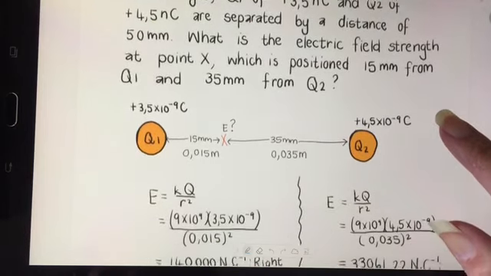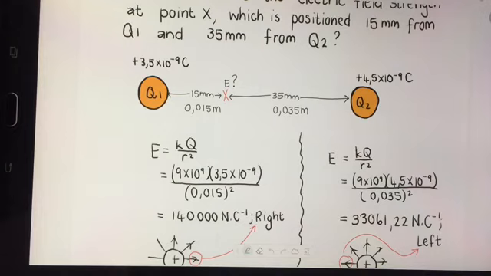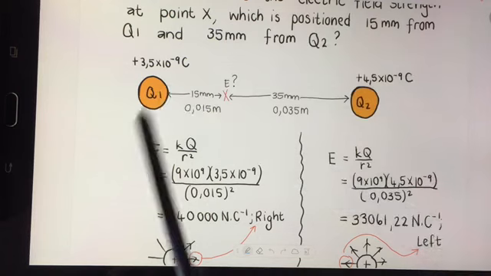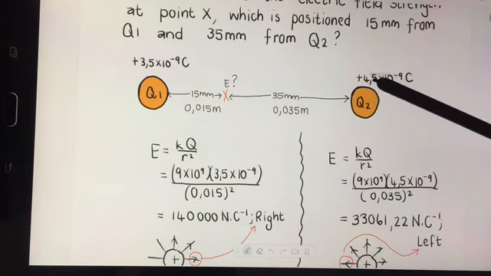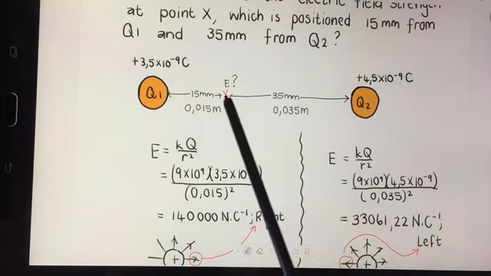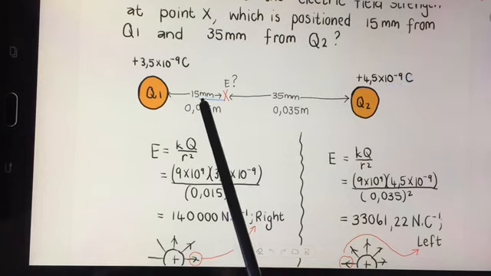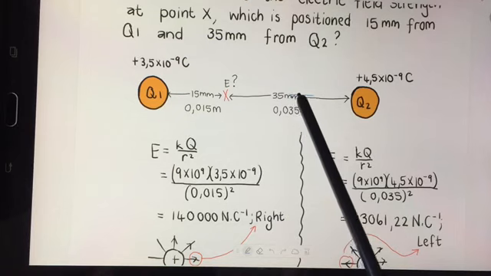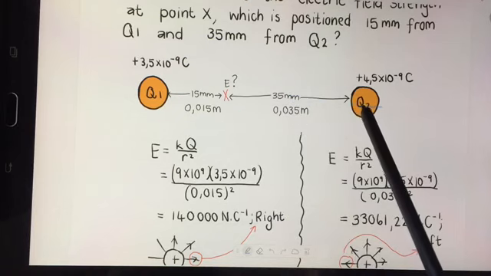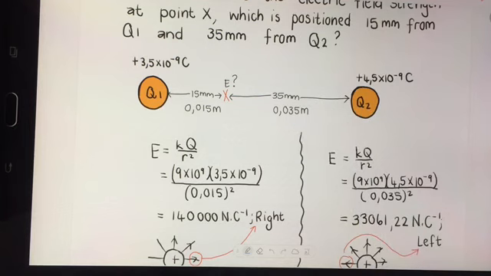So take a look at the diagram that I've got over here. I have converted nanocoulomb to coulomb. So here's charge 1, positive 3,5 times 10 to the power of negative 9 coulomb. Here's charge 2, positive 4,5 times 10 to the power of negative 9 coulomb. This is point X, 15 millimeters from Q1. I've converted to meters by dividing by 1,000. And it is going to be 35 millimeters from Q2, and I've converted that to meters as well.